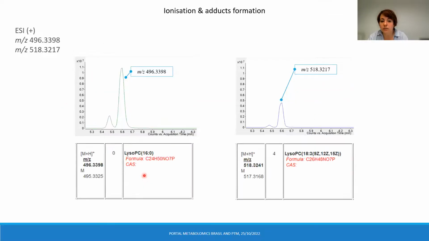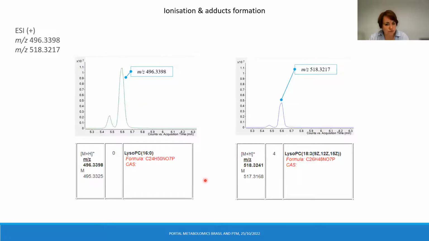I looked into the databases and I found that this one, MZ, might be LysoPC with 16 carbons and 0 double bonds, and this one might be LysoPC 18:3. So if I would stop at this moment, just sticking to the MZ matching, I would say, okay, 4 ppm error mass, it's acceptable. Here it's 0, fantastic. I would put to my table 2 LysoPCs.